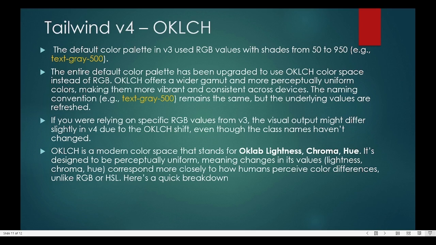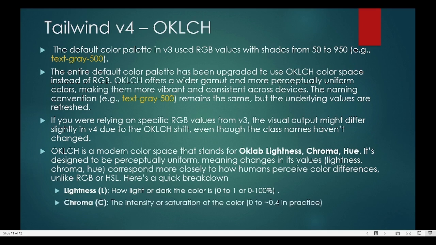Here is a quick breakdown. Lightness. This is how light or dark the color is, and the value is from 0 to 1 or from 0 to 100%. Then chroma. This is the intensity or saturation of the color. The value is between 0 to 0.4 in practice. Then we have the hue. The hue is the color angle on the color wheel, and this is from 0 degrees to 360 degrees.